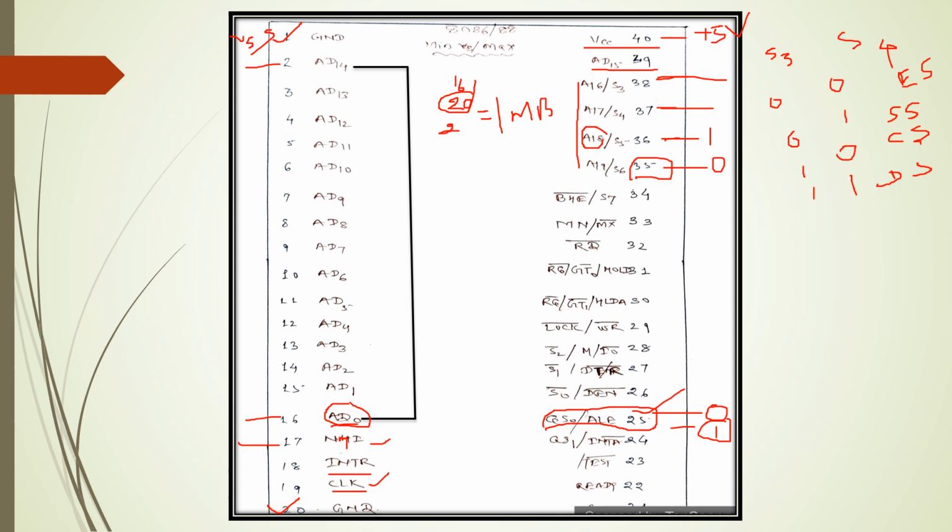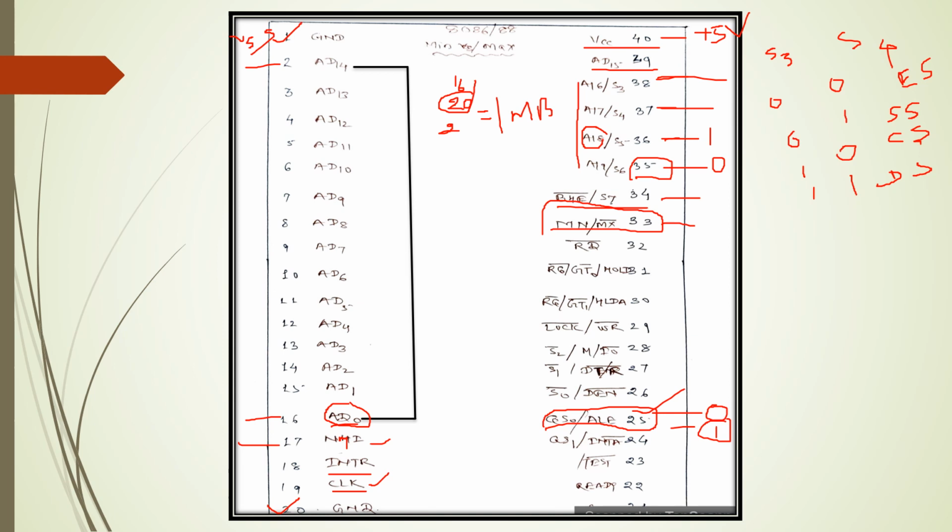Now come to pin number 34, that means the BHE pin, bus high enable. This pin tells us how many bits are accessed by the microprocessor, 16 bits or the upper 8 bits. Now pin number 33, which I already explained: if pin number 33 is active low, then it is maximum mode, and if pin number 33 is active high, that means the microprocessor is used in minimum mode.